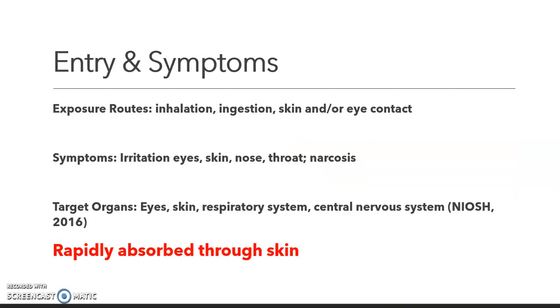Injury and symptoms. This is the most important, in my opinion, when it comes to exposure and chemical knowledge. Exposure routes: inhalation, ingestion, skin, or eye contact. Symptoms can be eye, skin, nose, and throat irritation, and narcosis. Target organs: eyes, skin, respiratory system, central nervous system.